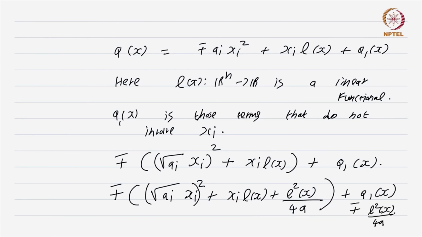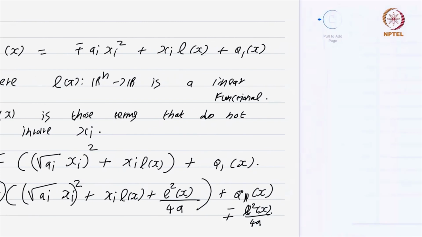That comes because I have done a plus or minus. So technically, to be 100% precise, this is a plus q1 of x minus or plus L squared of x by 4a. Depending on what sign occurs here, the opposite sign will occur here. Excellent. Now we are almost done.